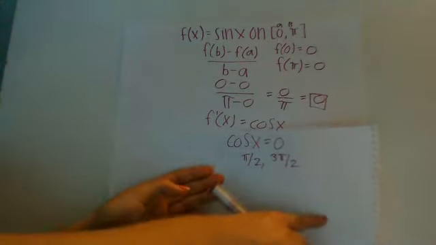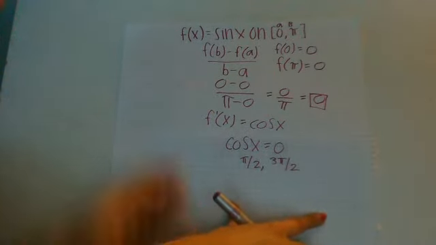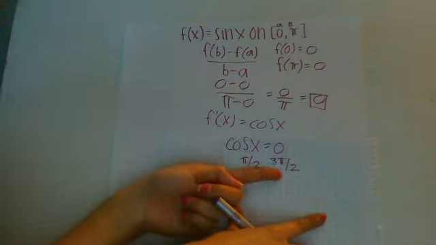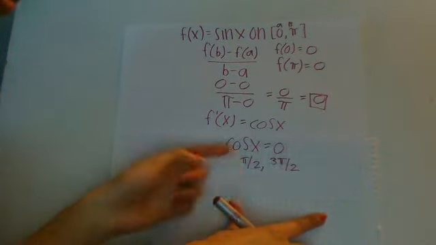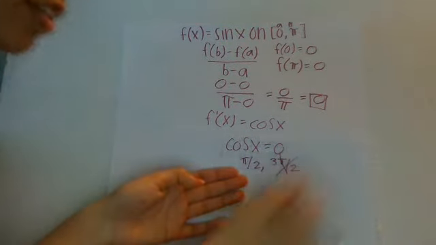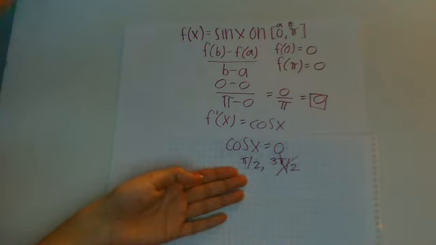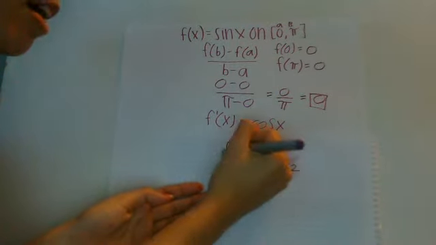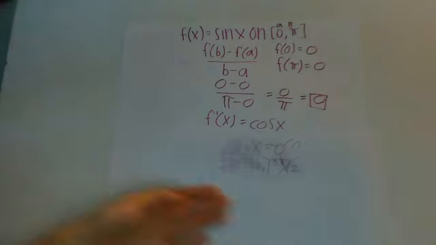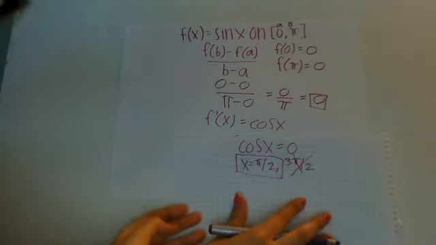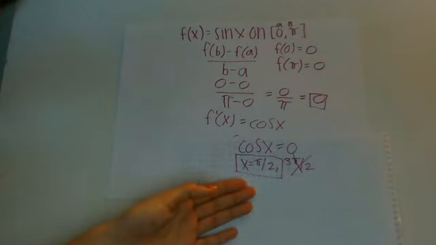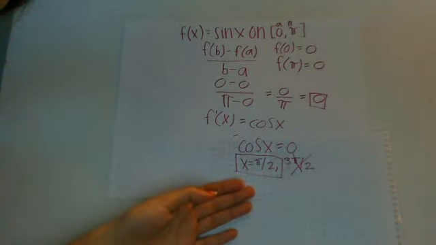So now you check to make sure that these numbers fit your interval, but 3 pi over 2 is greater than pi, so you know that's not one of your answers. And you're going to be left with x equals pi over 2, which should be your answer. And that's pretty much it for mean value theorem problems.